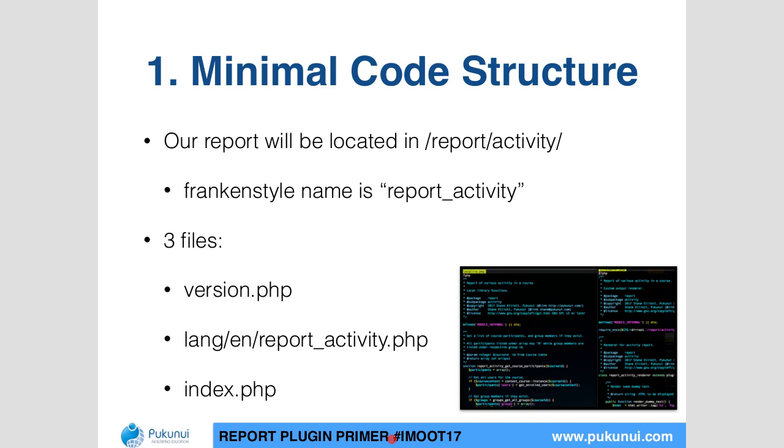There are 3 files we need to make this happen. Version.php is a version file. Every plugin is required to have a version file, and I'll show you what's in that in a minute. Then there's the lang directory, en for English, and a PHP file. Again, that's named after the Frankenstyle name, and it has to be named that for this plugin. That's where the language strings are stored, and I'll show you them. And then I've done an index file, which is basically a file just to do something. It's not absolutely required, but it's kind of useless if we're not displaying something on the screen.